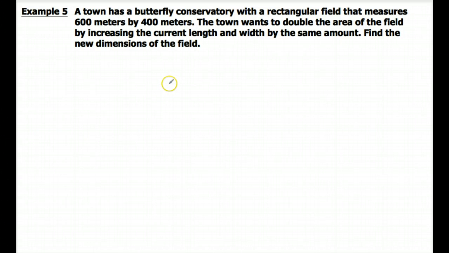Okay. So example 5 here says, a town has a butterfly conservatory with a rectangular field that measures 600 meters by 400 meters. And what the town wants to do is double the area of the field by increasing the current length and width by the same amount. So that's the key there. We're going to increase our length and width both by the same amount, and so we want to find the new dimensions of the field.